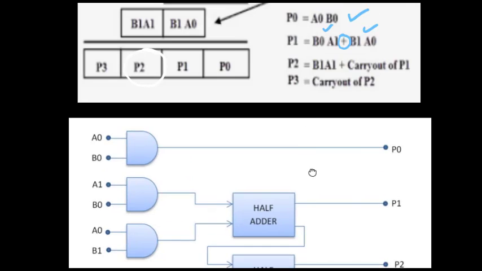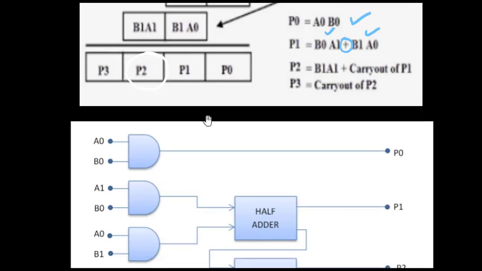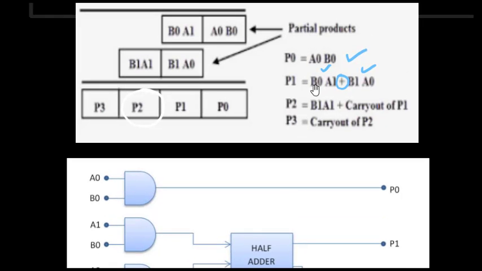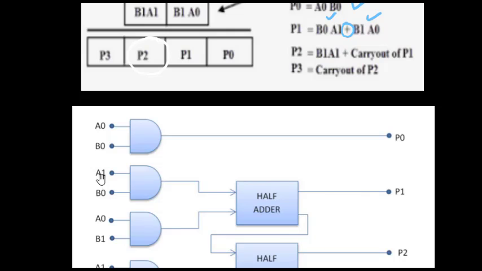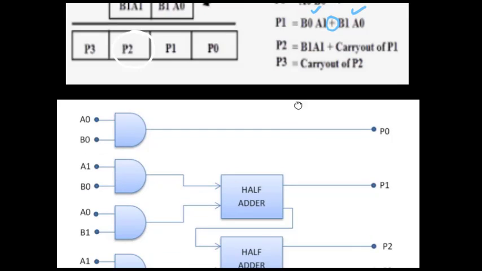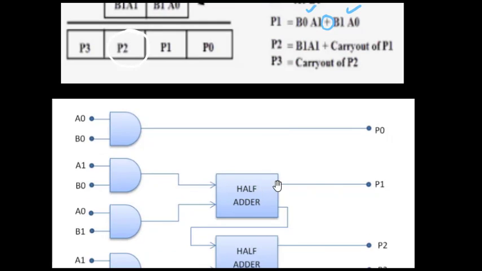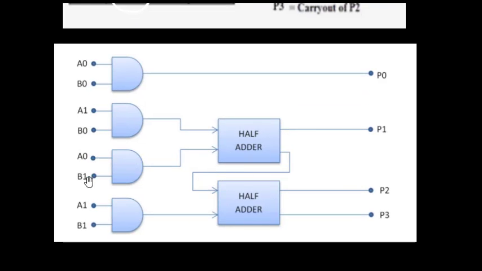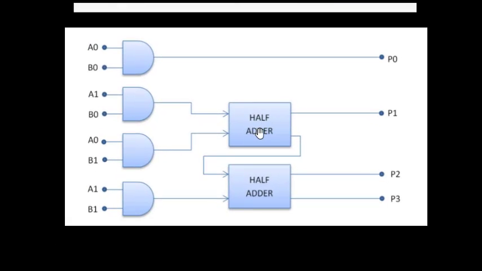As seen, the first is A0 B0 ANDed. This gives P0. Then we have A1 B0 ANDed, and B1 A0, and we have to add them. So we require a half adder. One output is P1, and the carry of this is added with B1 A1. This is added, and the carry generated here, we get this P2, and the carry of this acts as P3. So this is the circuit diagram of a 2-bit multiplier circuit.